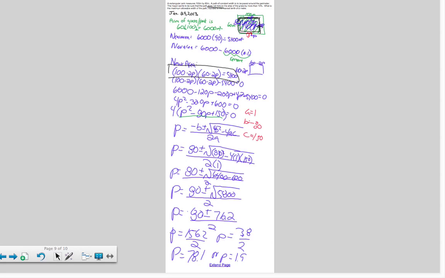Well, can I have a path that is 78 meters wide? No. My field is only 60 meters wide. So this answer over here does not make sense. In fact, if we use P as 78 to figure out dimensions, 60 minus 2P will give me a negative answer, right? So without having to do the math, we can just look at it and say a path of 78 meters makes absolutely no sense.